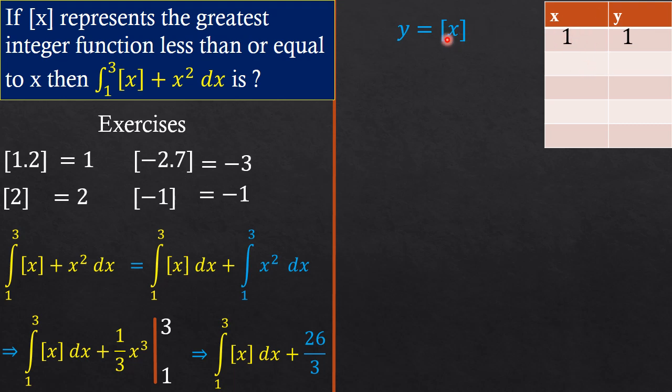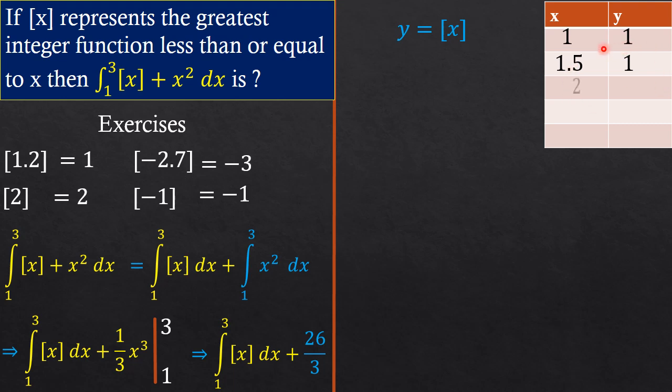So guys, when our x becomes, let's just take some small number like 1.5, what is the floor of 1.5, guys? It is still 1, right? Because 1 is the greatest integer that is less than or equal to 1.5.